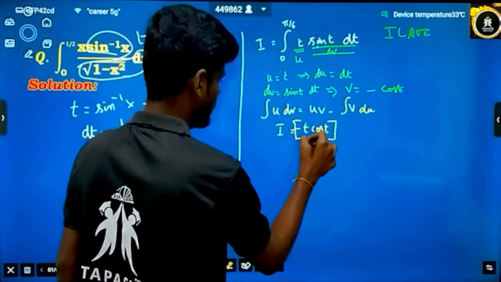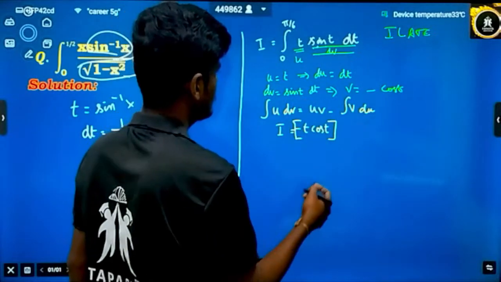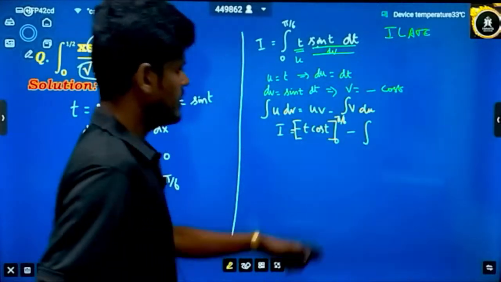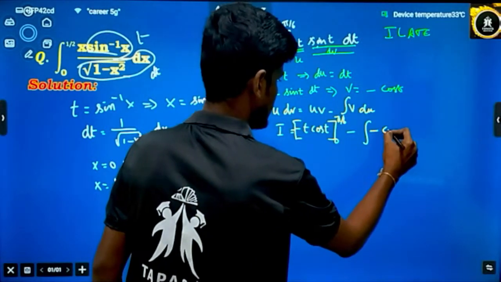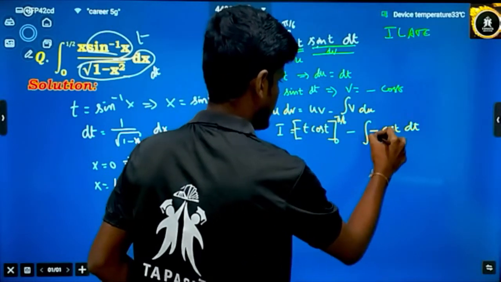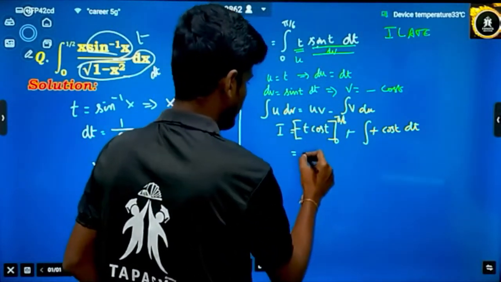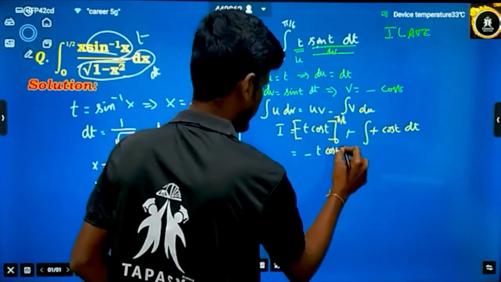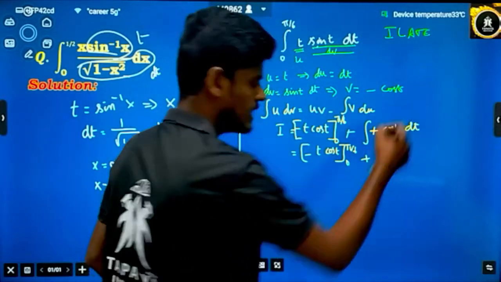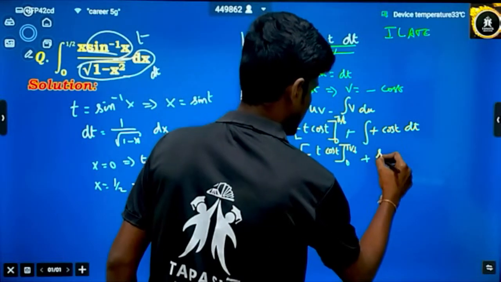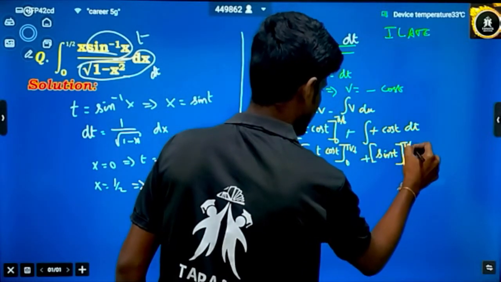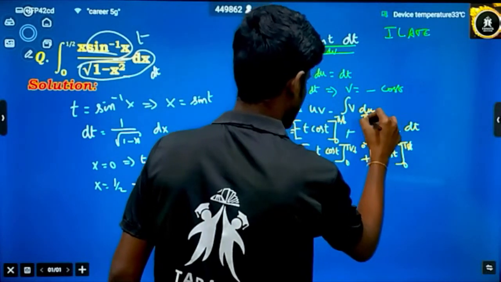This is already integrated, so we can apply the limit. Limit values between 0 to pi by 6, minus integral of v, minus cos t, into du. Du is dt, so that is dt. Here minus will get cancelled out. This is equal to minus t cos t, limit is between 0 to pi by 6, plus integral cos is sin, so we will get sin t. This is again limit is between 0 to pi by 6.